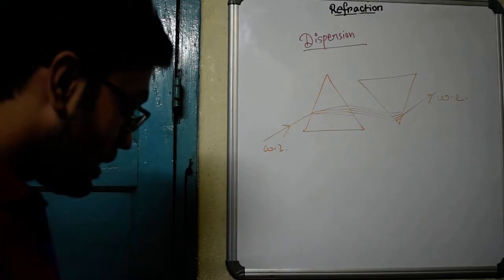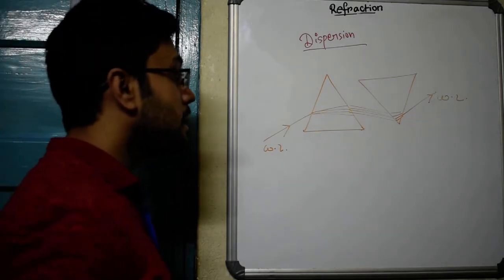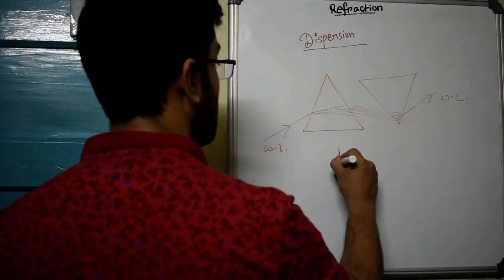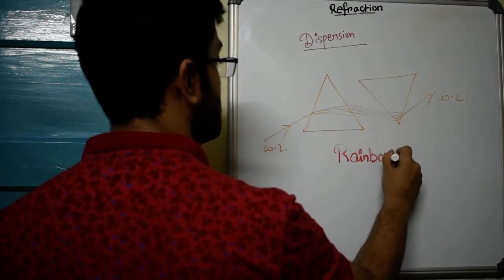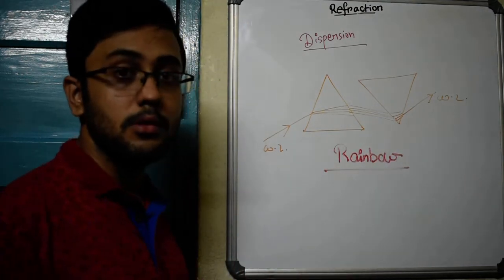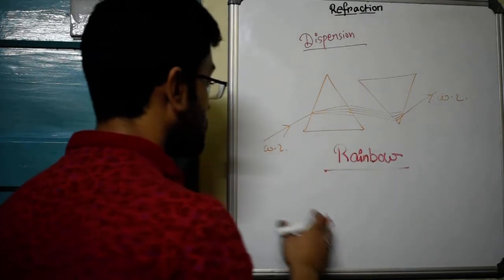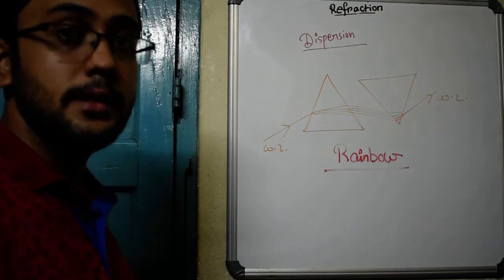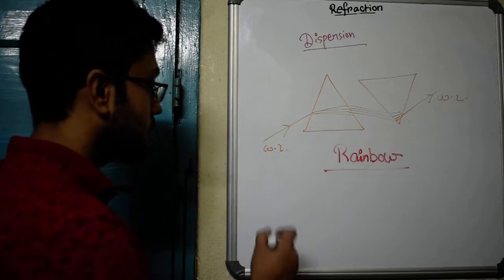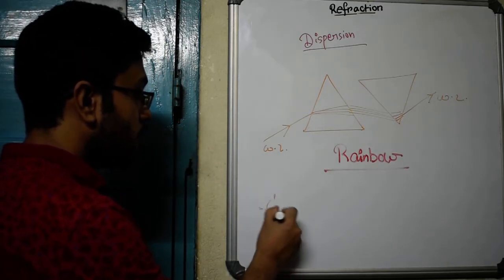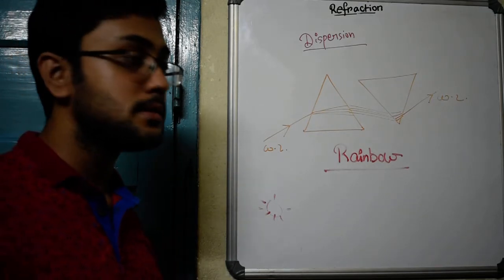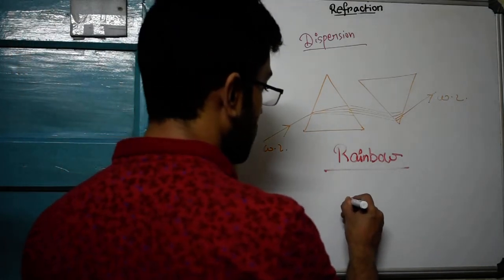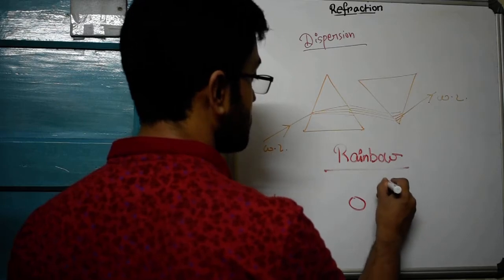And in our daily life, in nature, in reality, it is this dispersion that gives rise to what is called a rainbow. But the source of white light is known to us. In nature, the source of white light is the sun. But who provides the prisms which will divide the color into 7 parts? Well, the water droplets, they act as prisms.